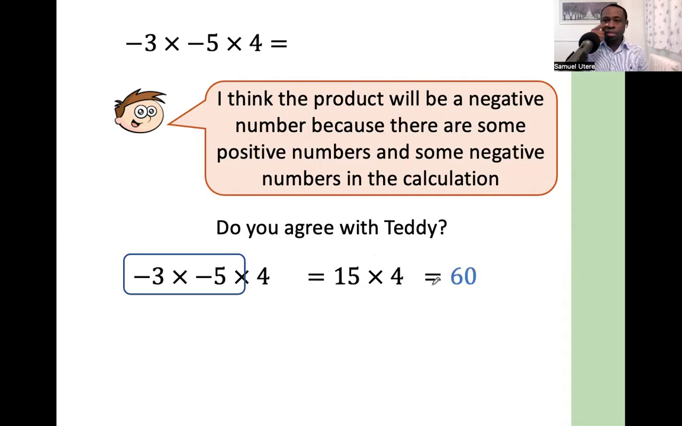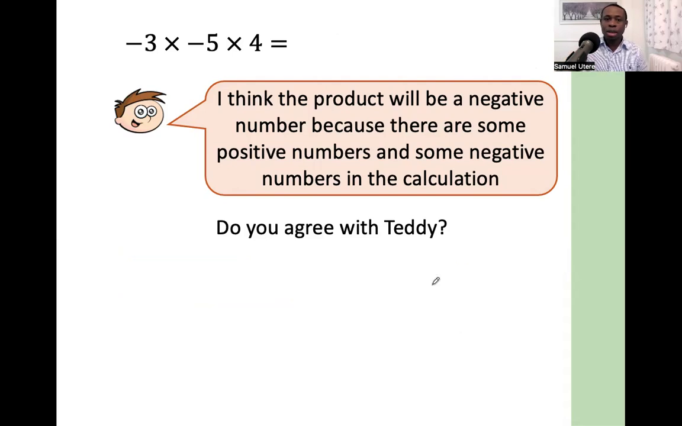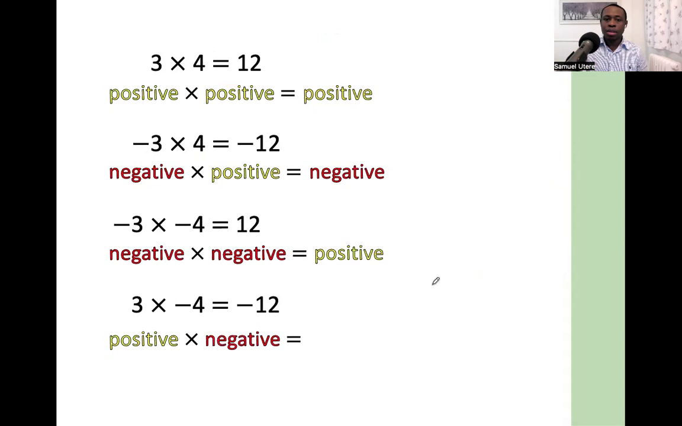Well, let's use a different association. Negative 5 times 4 would be negative 20. But we also have negative 3. So negative 3 times negative 20 will be 60. So Teddy is not right, or I called him Dexter. He is not right. So it is really important that you pay attention to what we have just learned.